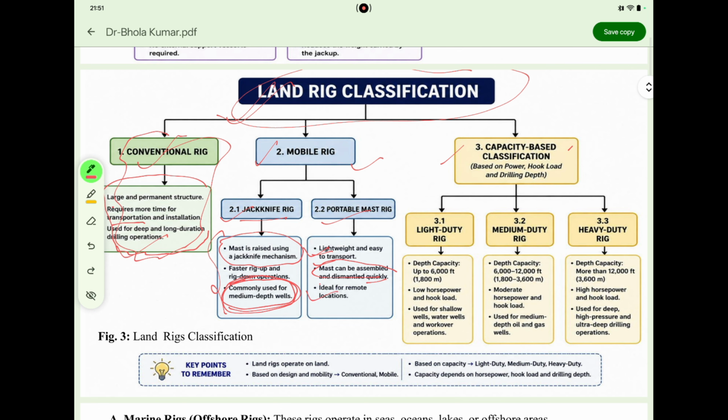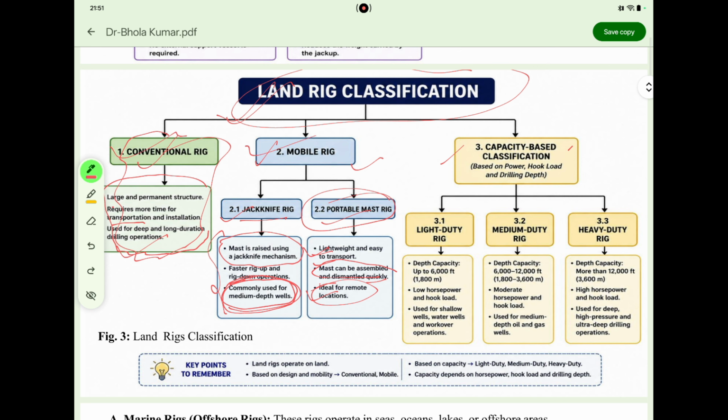Ideal for remote locations. What does that mean? It basically means a location where you cannot install a conventional rig, or the transportation facility is not good, or electricity is not there, and a proper water supply is not there. In that case you can use the portable mast type of rig. So this is based on the conventional and the mobile rig.